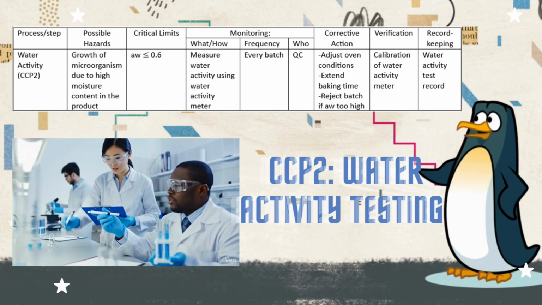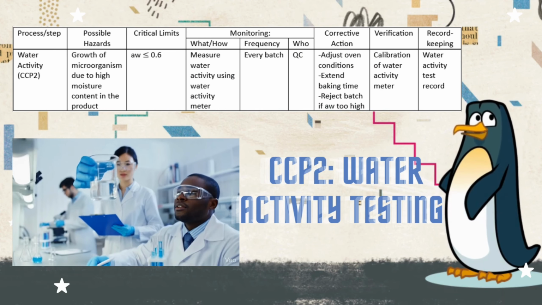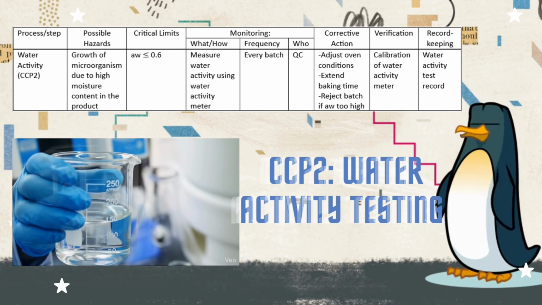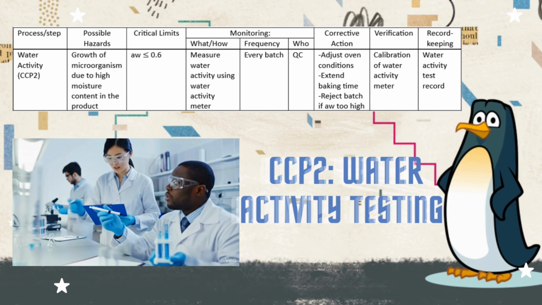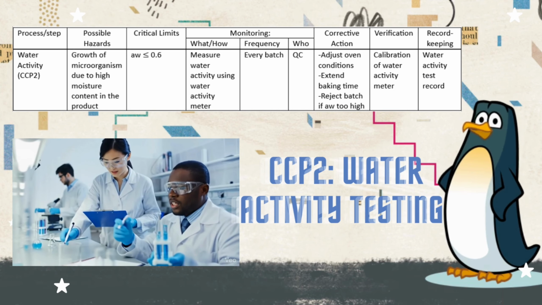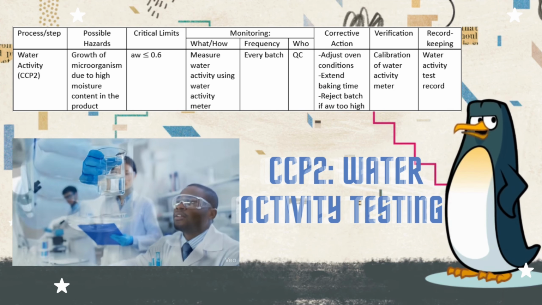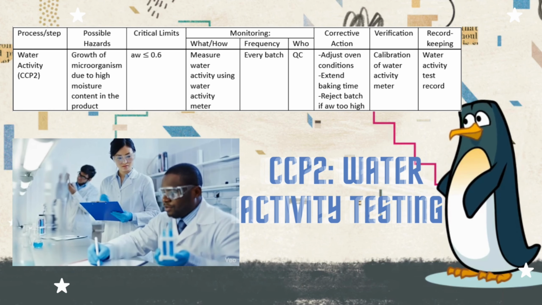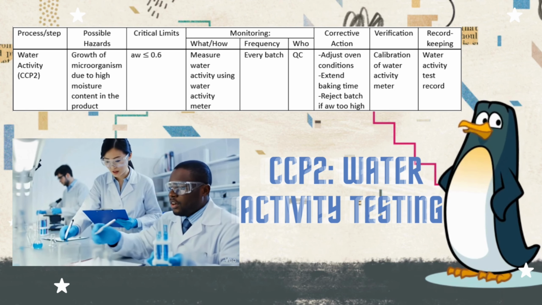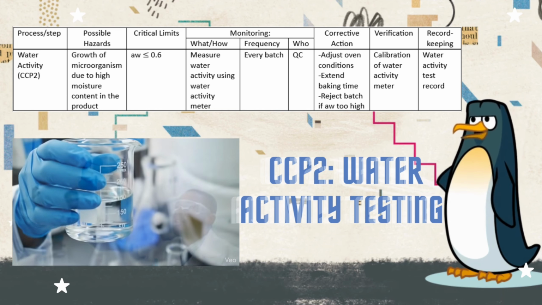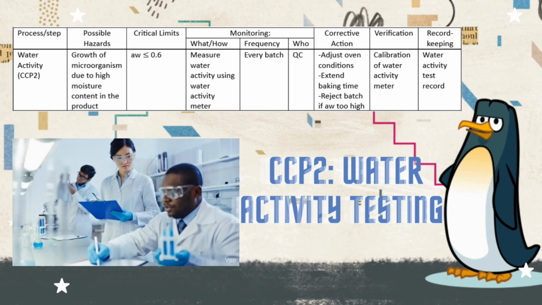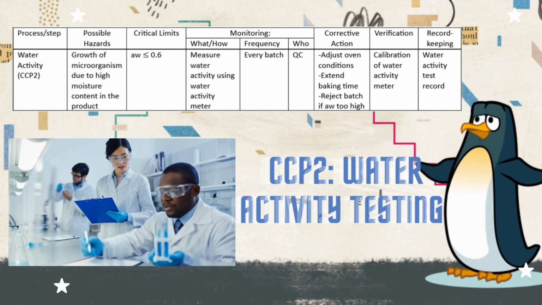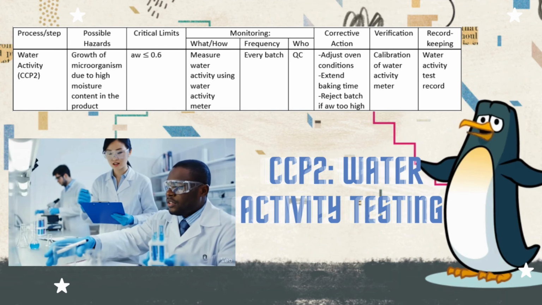For water activity testing, this is CCP2. The hazard is the growth of microorganisms due to high moisture content in the product. The critical limit is a water activity of 0.6 or below. Monitoring is done using a water activity meter for every batch by quality control personnel. If the water activity is too high, we will adjust the oven conditions, extend the baking time or reject the batch. Verification is done through calibration of the water activity meter, and results are recorded in the water activity test record.